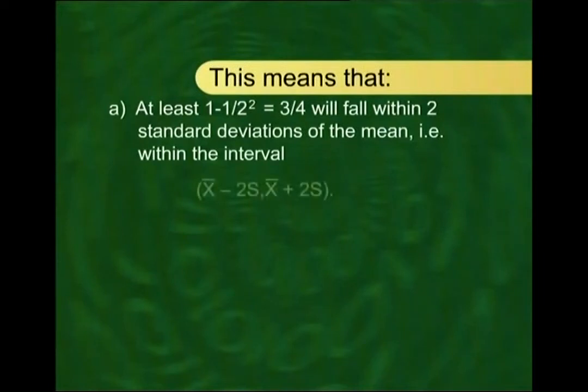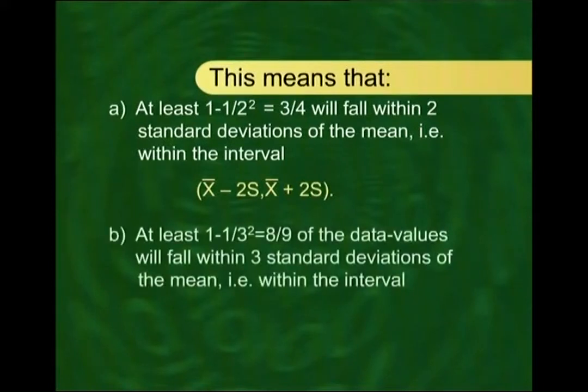Iska matlab ye hua ke hum Chebyshev's theorem ko k equal to 2 ke case mein is tarah se padhenge that at least 3/4 of the data values fall between x bar minus 2s and x bar plus 2s. Similarly, if I put k equal to 3, 1 minus 1 over 3 square is equal to 1 minus 1 over 9, and that is 8 over 9. And what I'm saying is that for any data set, at least 8 over 9 proportion of the values falls between x bar minus 3s and x bar plus 3s.